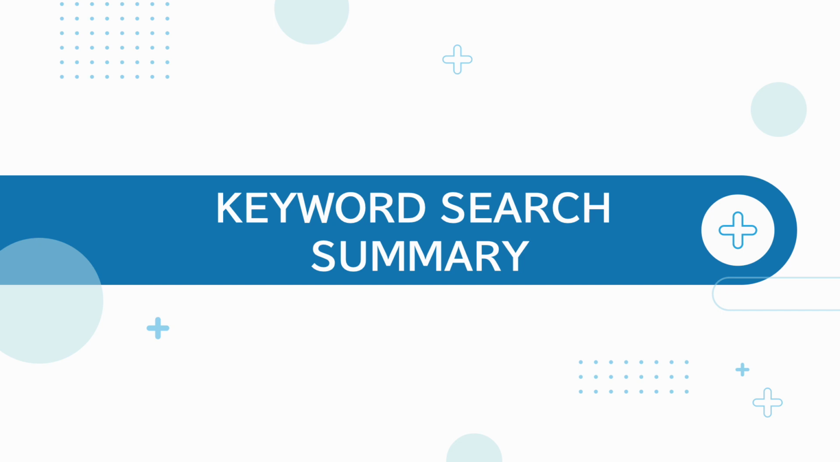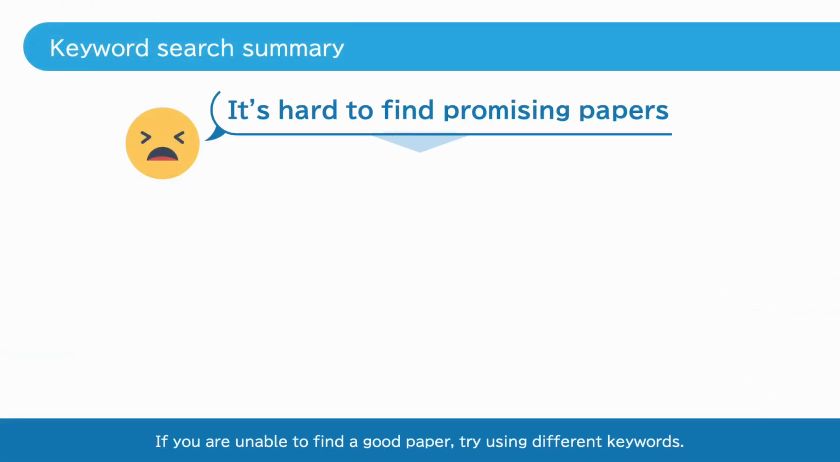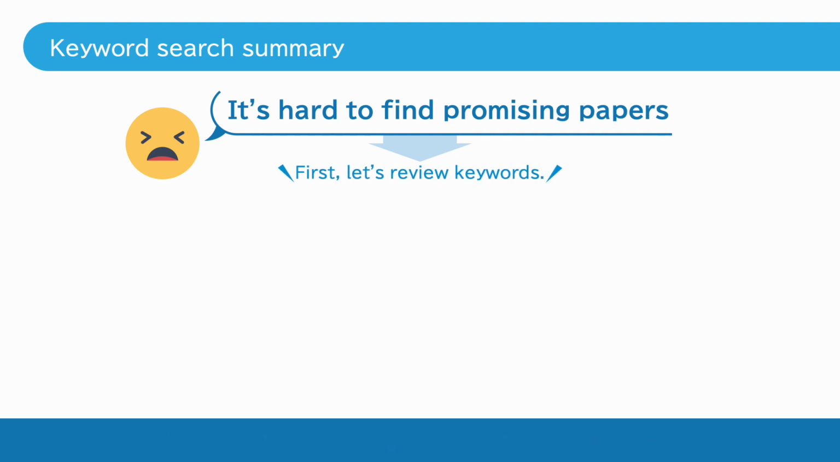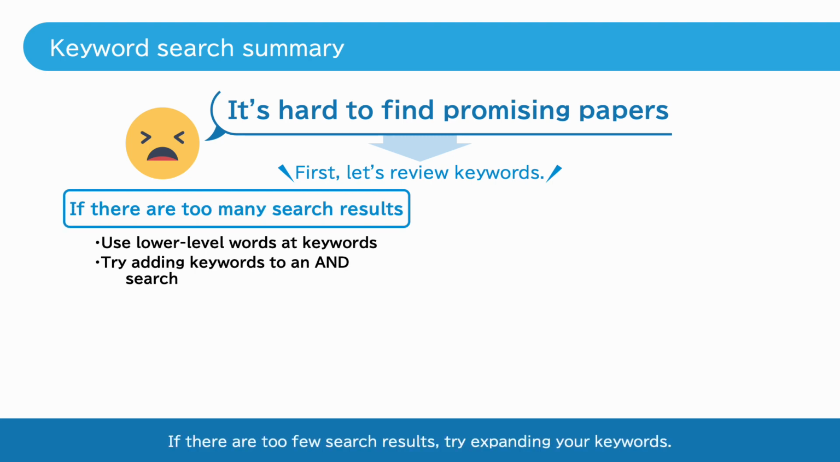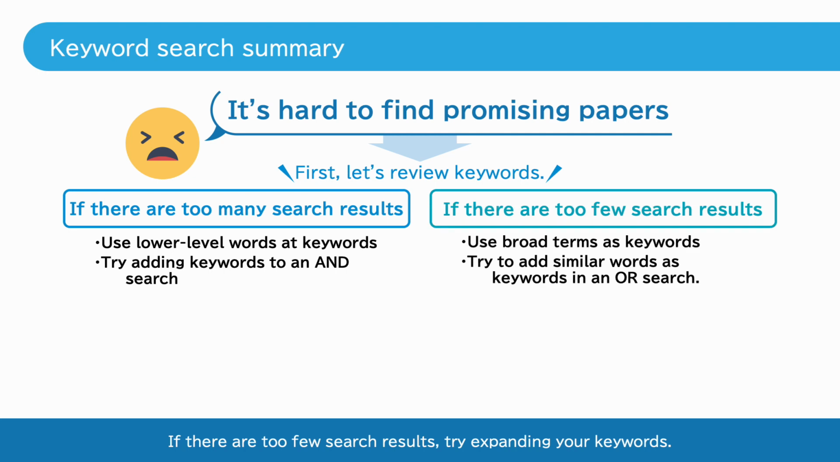This section summarizes keyword searches. If you are unable to find a good paper, try using different keywords. If there are too many search results, narrow down the keywords. If there are too few search results, try expanding your keywords. Be conscious of whether your keywords are broad or narrow terms. Let's use AND search and OR search effectively.